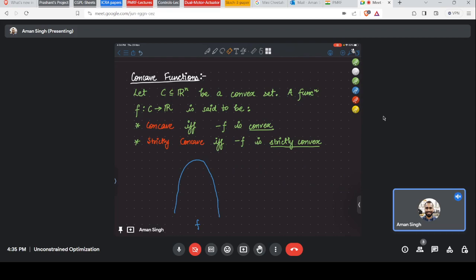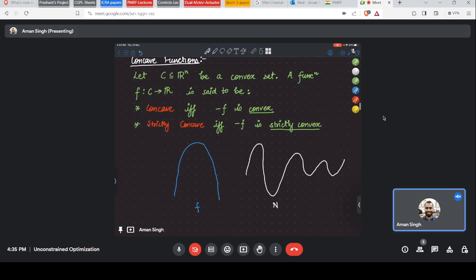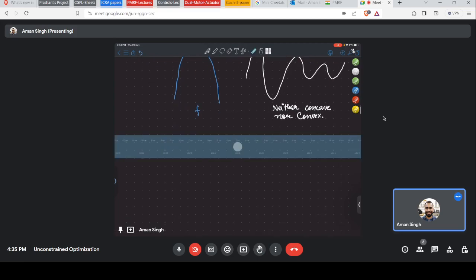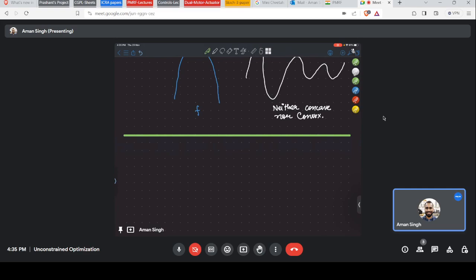So now we have discussed the convex and concave functions. Now let's discuss some functions which are neither. For example, a function like this is neither concave nor convex. Correct. So this is the definition of concave and convex. Now let's look at some examples of concave and convex functions.